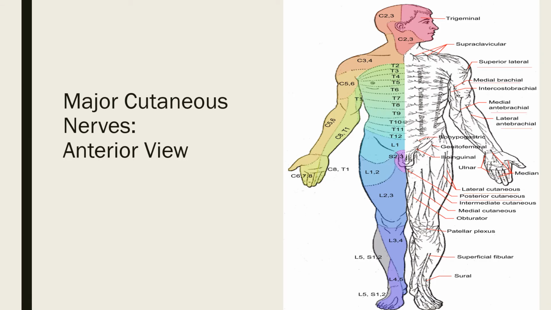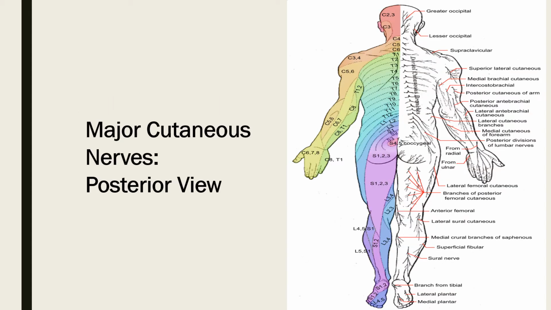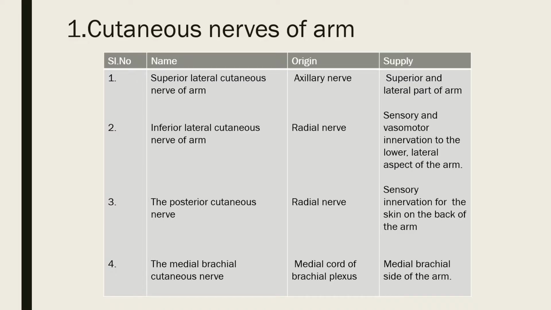In the slide, you can see major cutaneous nerves in the anterior view from head to foot. This slide will explain to you major cutaneous nerves in the posterior view from head to foot. This slide shows you the important nerves of the forearm. We have mentioned there are a number of nerves in the human body. Some are named and some are not named. Out of the named nerves, some important and larger nerves can be seen in this table.